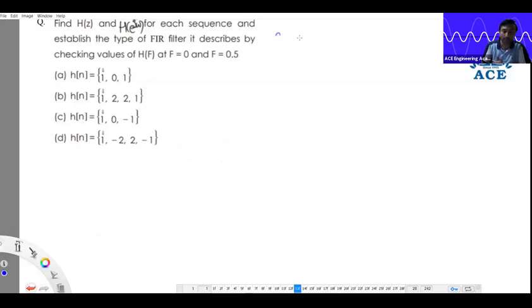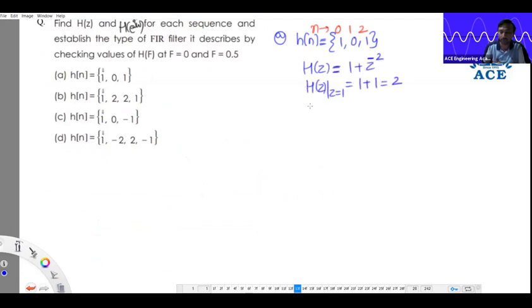Everyone tell me, h of n is the set 1, 0, 1. First, which filter is it acting like? Low pass, high pass, band stop? Everyone solve for the transfer function and tell me. n varies from 0, 1, 2. So what is the transfer function? 1 plus z power minus 2. To decide the nature of the filter, which values are we solving? z equals 1: 1 plus 1, 2. z equals minus 1: that is also 1 plus 1, 2. Starting and ending same means it is a band stop filter or not?